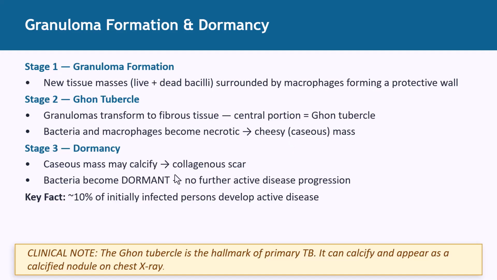On a chest X-ray, you can sometimes see these calcified Ghon foci as small, dense opacities, usually in the lower lobes. These are evidence of a prior primary infection that was successfully contained. At this point, the bacteria become dormant. They are alive but not actively dividing. The person has latent TB infection. They have no symptoms. They are not contagious. Approximately 90% of infected individuals will remain in the latent state for life, never developing active disease, but the remaining 10% will go on to develop active TB at some point, particularly if their immune system is ever compromised.